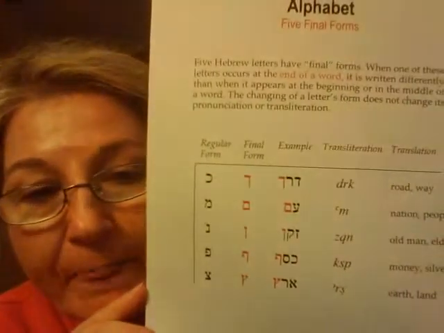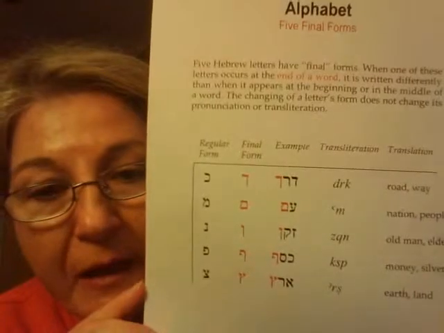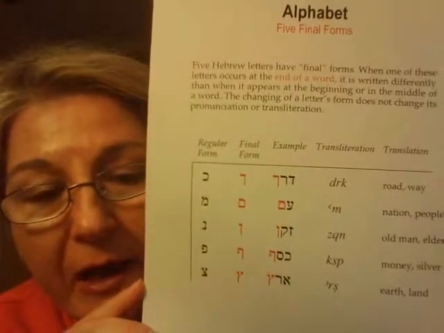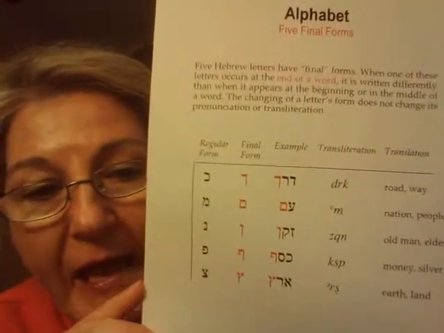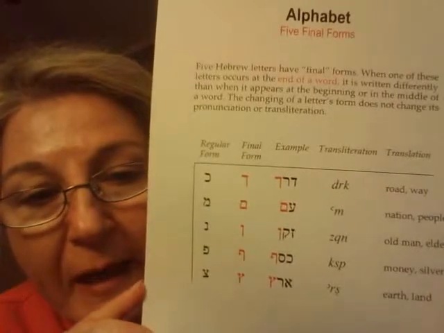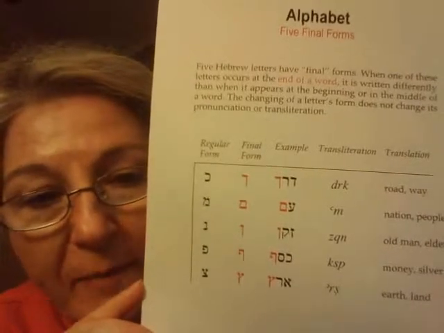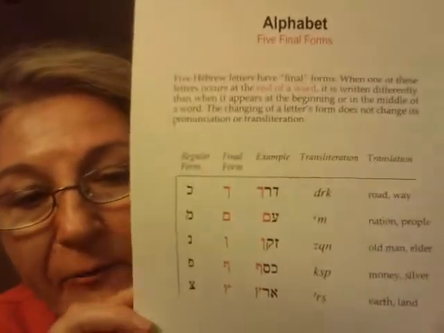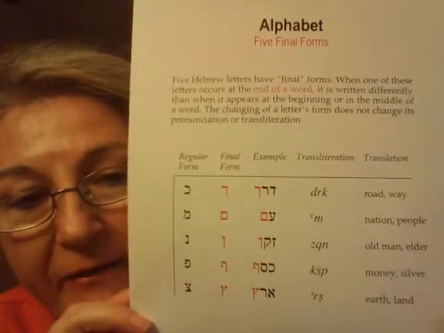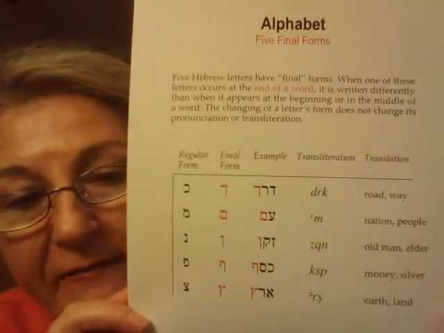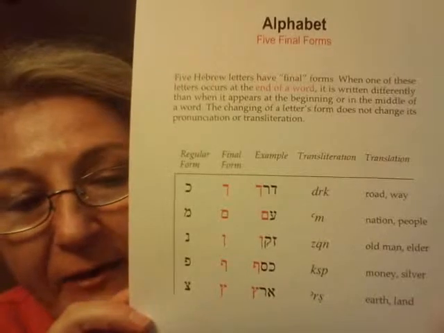You have here the kaf, and in its final form, it squares off and drops down. You see it there in the red. Here we have the Hebrew word derek for road, and you can see the final form of the kaf there.